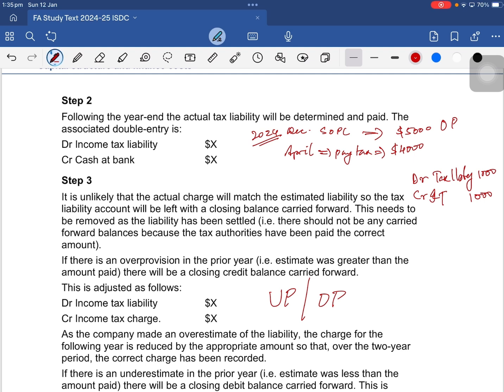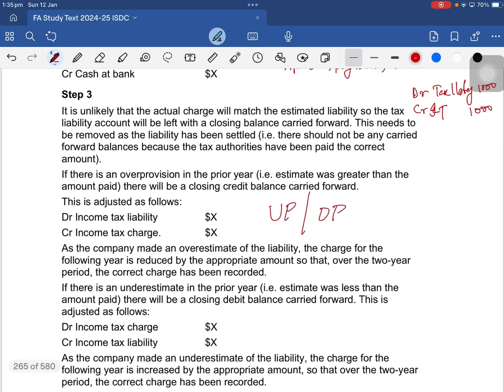So summing it up again, under provision is when you pay less or you show less than what was actually paid. That is under provision. When you have showed more than what you actually pay, that is over provision. Clear, no?